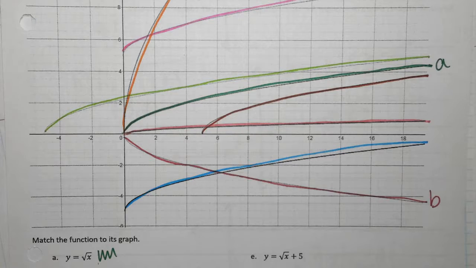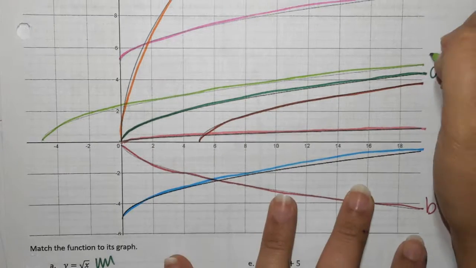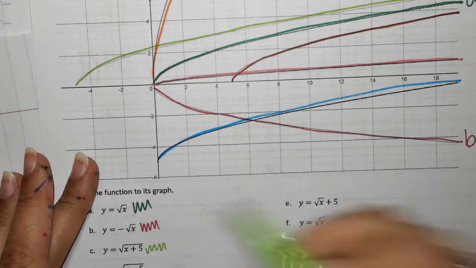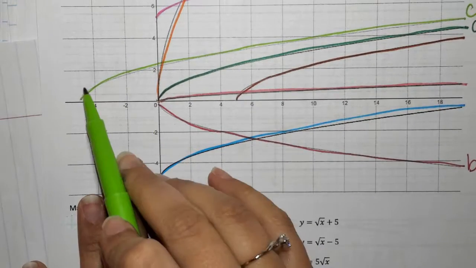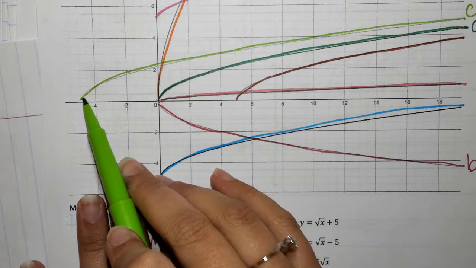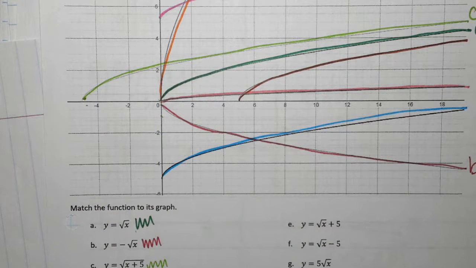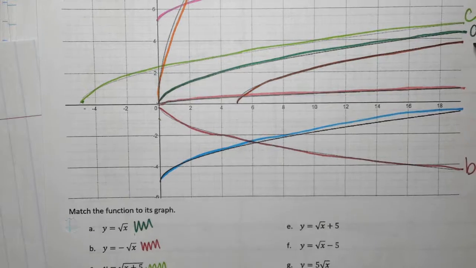The white one. This one. Oh, mine's orange. Sorry. Because it moved it to the left 5. Does everyone understand? It went from the origin to the left 5. Alright, so what would minus on the inside move it to? To the right. To the right 5. So that's that brownish color.